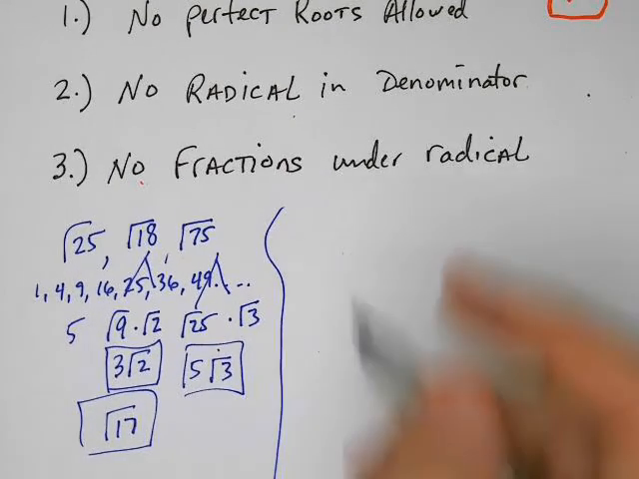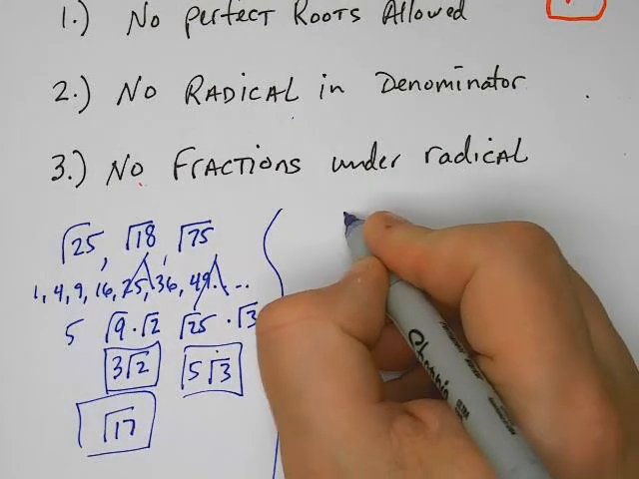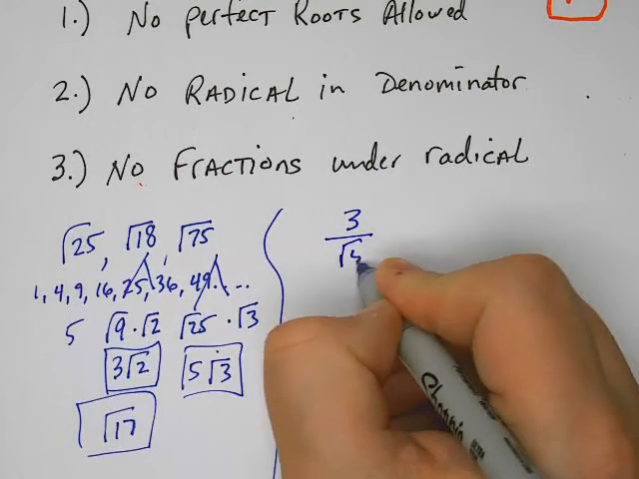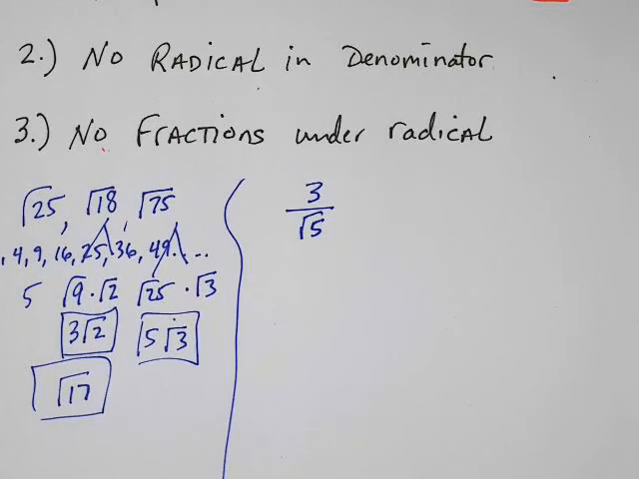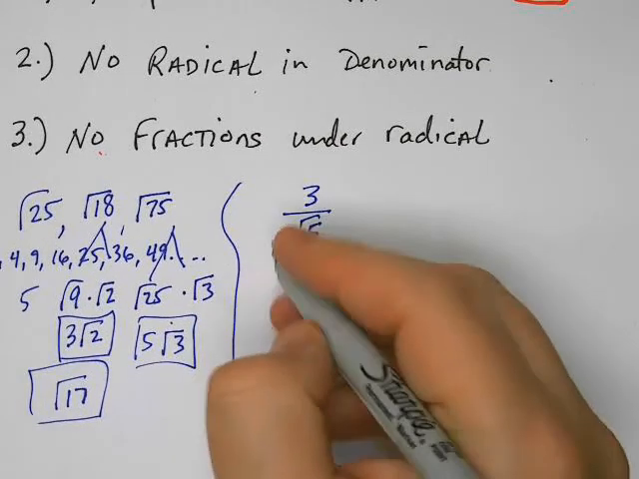No radical in the denominator. What does that look like? That looks like something like this. There is an example, 3 over radical 5, that is not simplified. And so there's a method to simplify that. Here's how you do it.